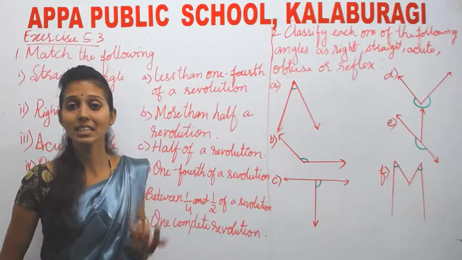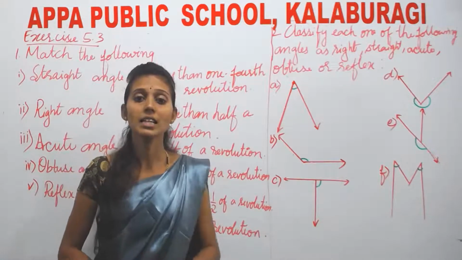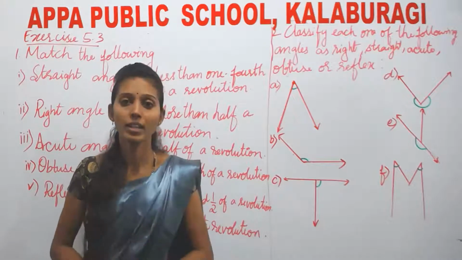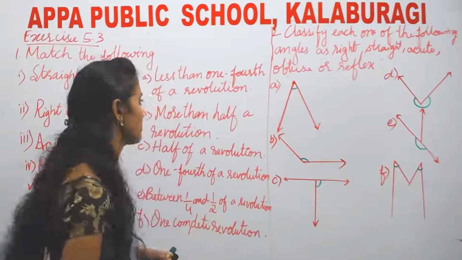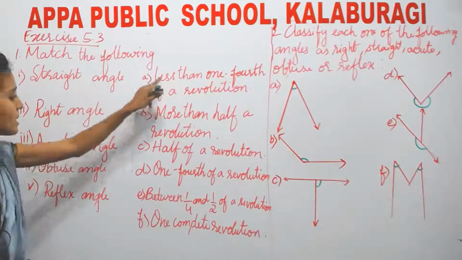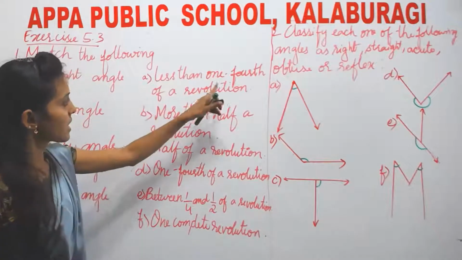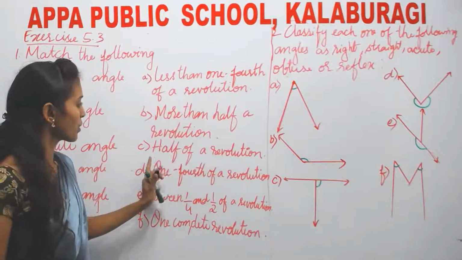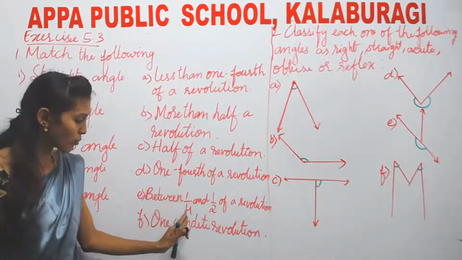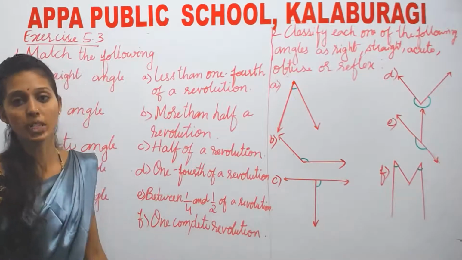Now, let us go to the next exercise, exercise 5.3. Here in this exercise, this is completely based on angles, types of angles, and measuring the angle. Come on, first one, match the following. Straight angle, here this side, they gave in terms of revolution: less than 1/4 of a revolution, more than half of a revolution, half of a revolution, 1/4 of a revolution, between 1/4 and 1/2 of a revolution, one complete revolution.